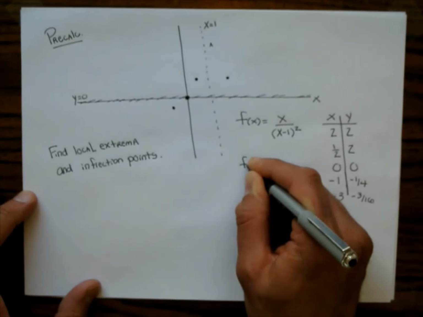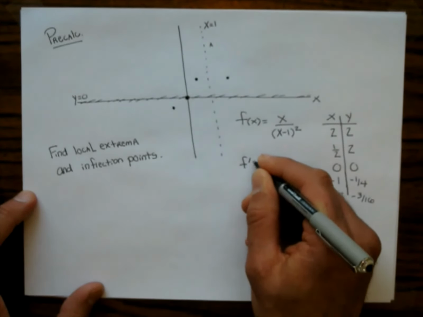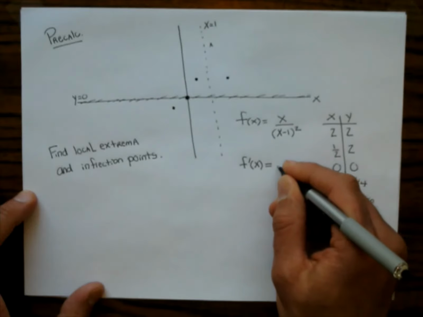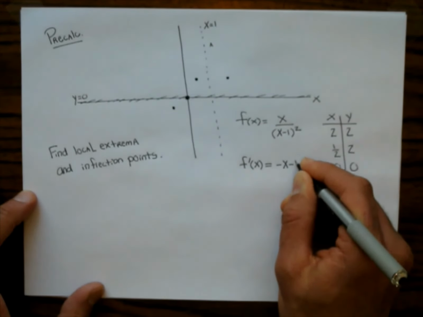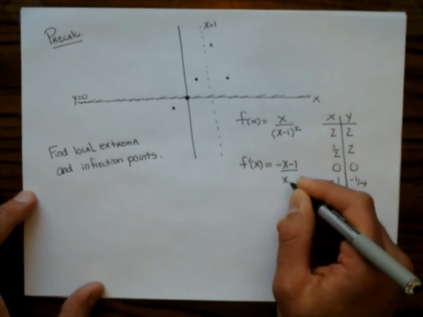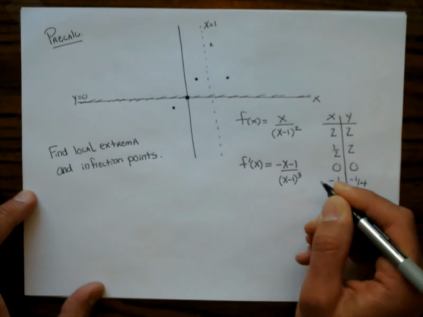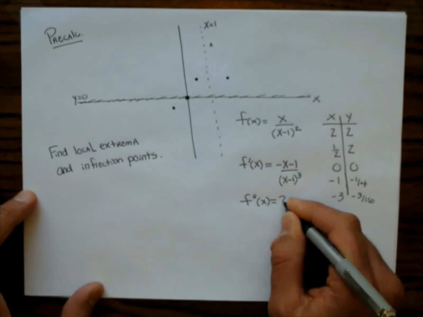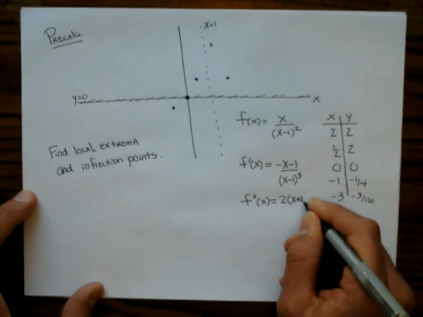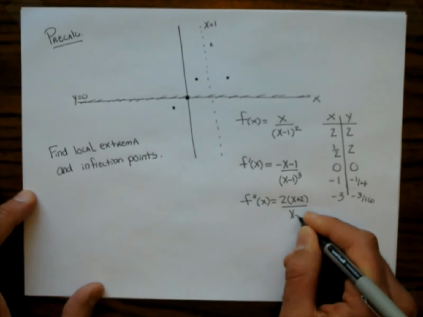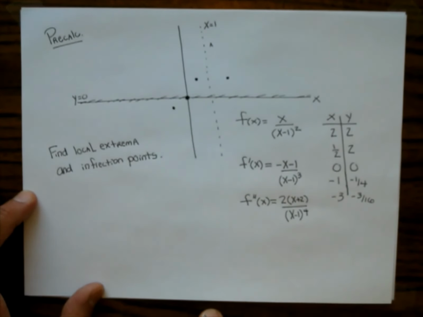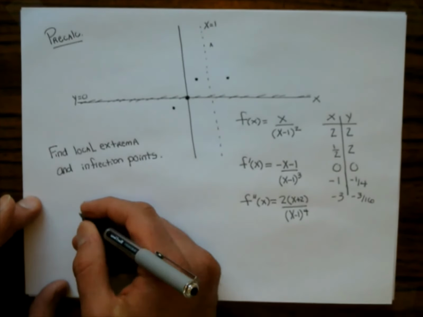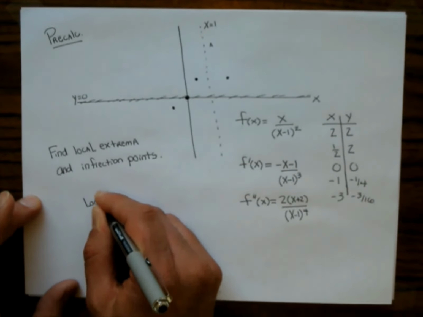Okay, so when I took the first derivative, I'm not going to have you suffer through that again, because was I messing up on the other one? Yes, I was. I got negative (x minus 1) all over (x minus 1) cubed. And when I took the second derivative, I ended up getting 2 times (x plus 2) on the top, and on the bottom I got (x minus 1) to the 4th.